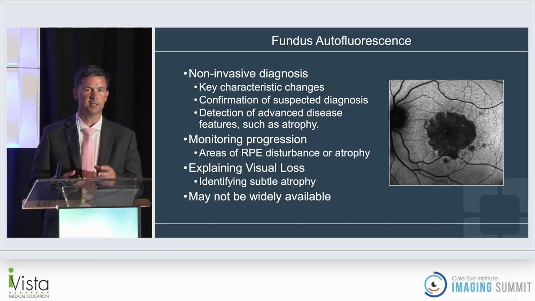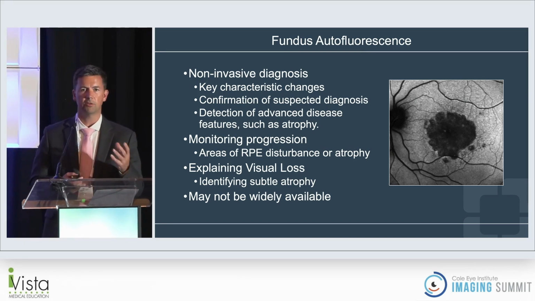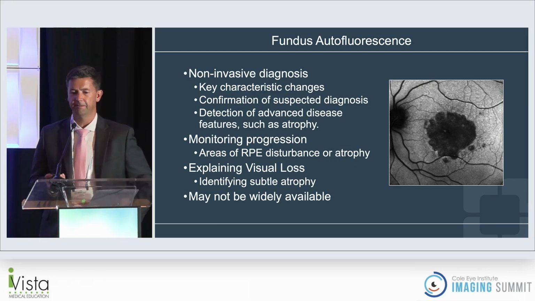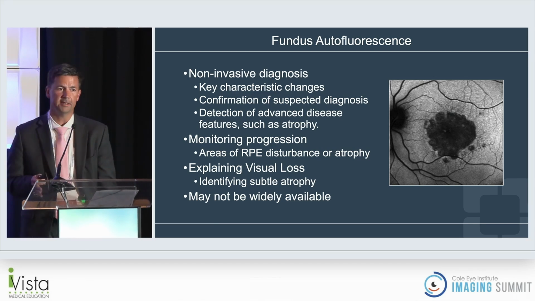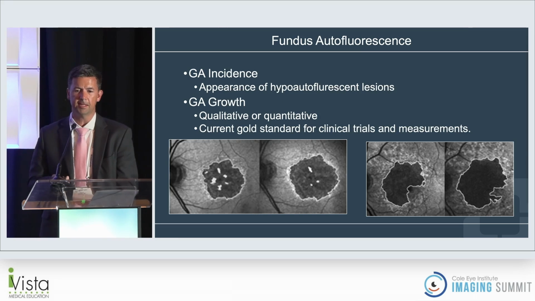When we show patients this is where the areas of atrophy are, we can really connect with them around some of the visual symptoms they're having, particularly in things like focal scotomas, loss of letters as they're reading, and it can be used to explain some of the vision loss that may be more subtle atrophy. But this often isn't necessarily widely available. Even in retina practices, you may not have it out in your regional offices, so that can be a challenge.